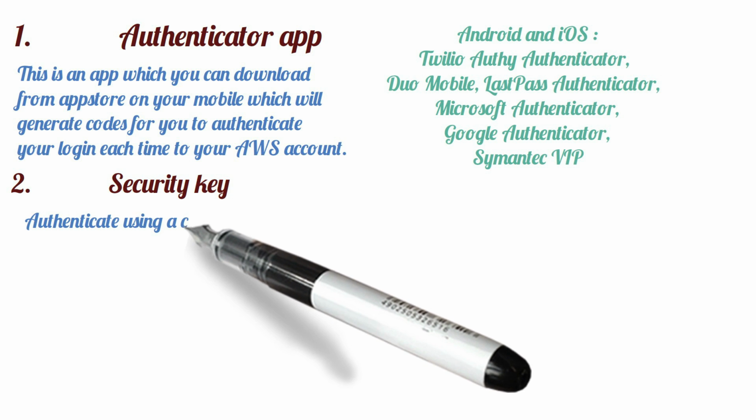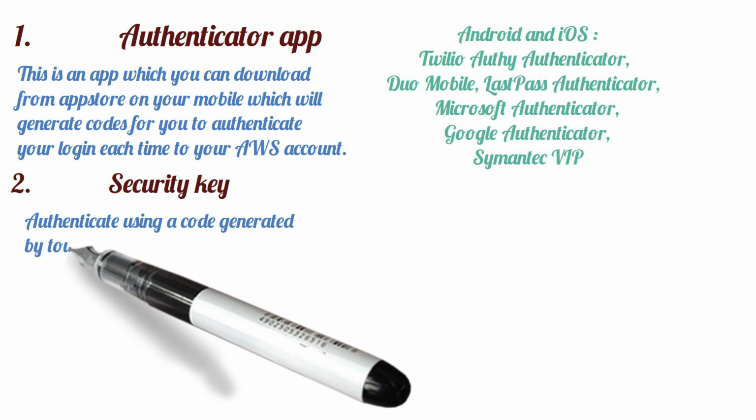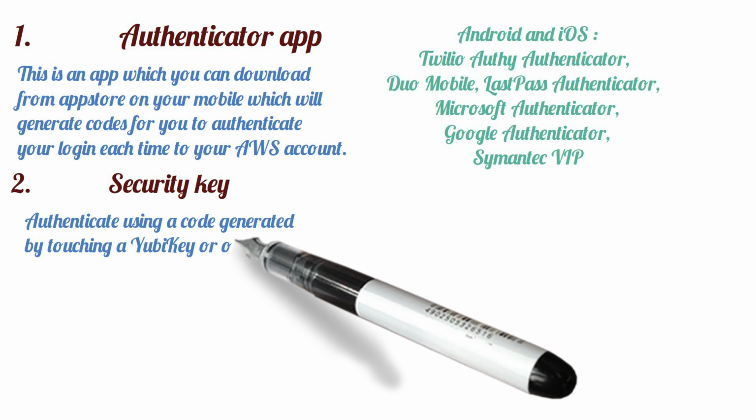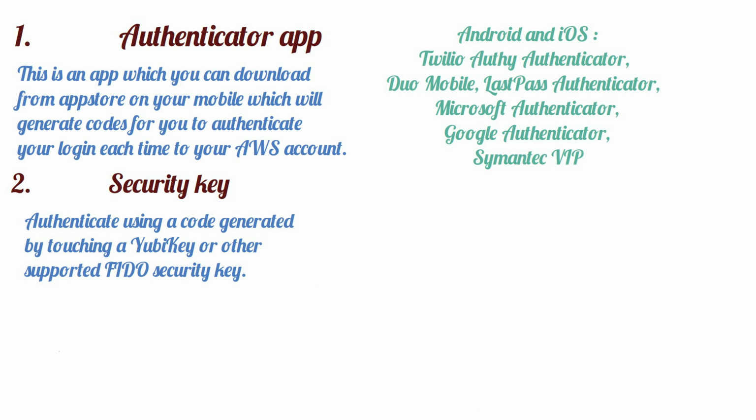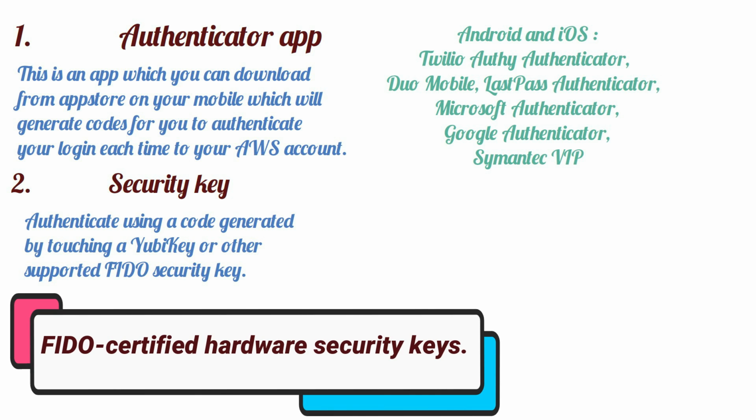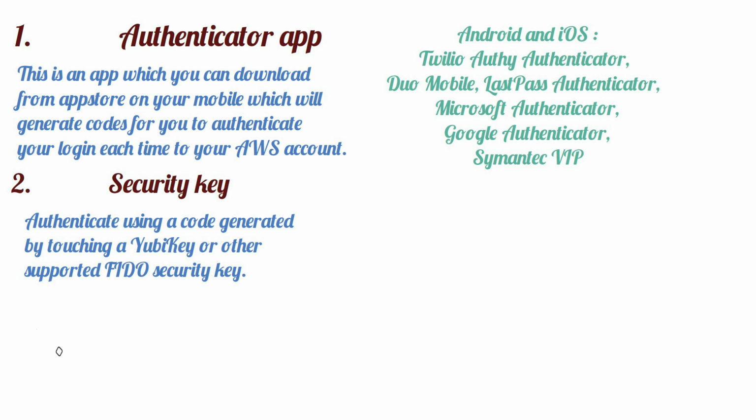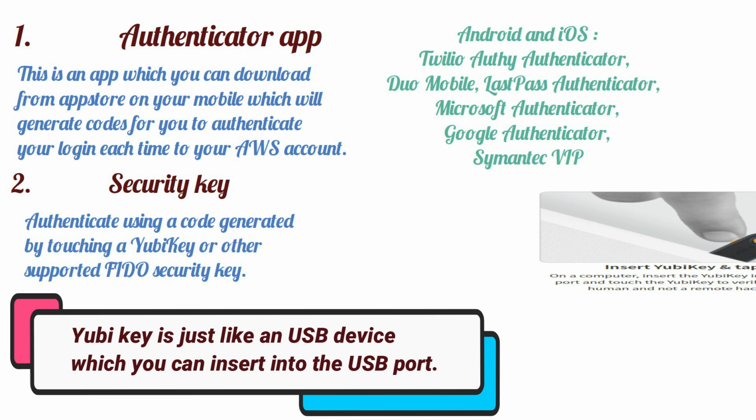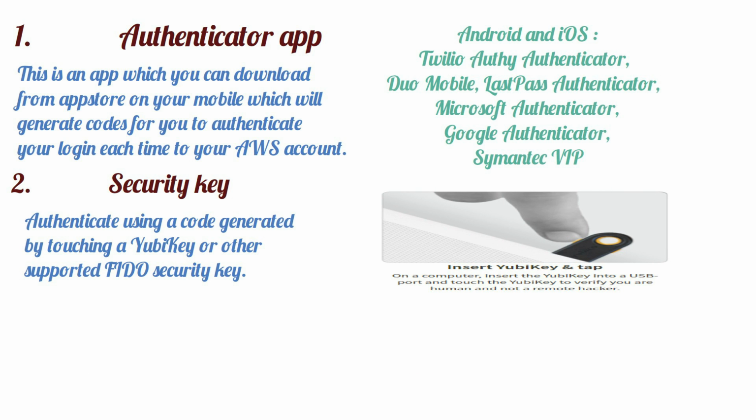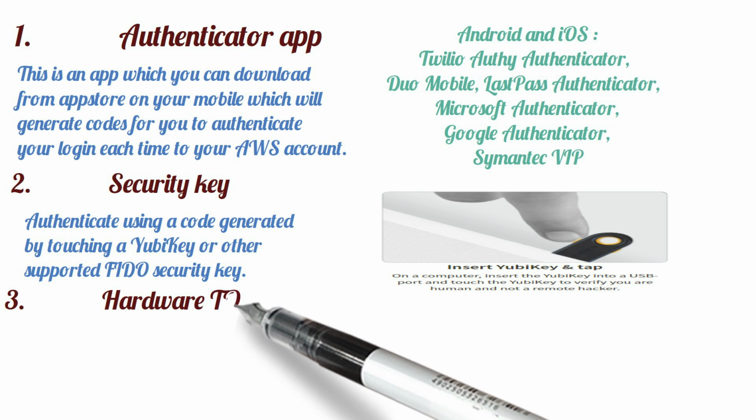Next, we have Security Key, which is to authenticate using a code generated by touching a YubiKey or other supported FIDO security keys. FIDO certified hardware security keys are provided by third-party providers such as Yubico. A YubiKey is just like a USB device which you can insert into your USB port like you are seeing in the picture and just touch the YubiKey to verify that you are a human and not a remote hacker. This is an integrated partner and not an AWS own device.